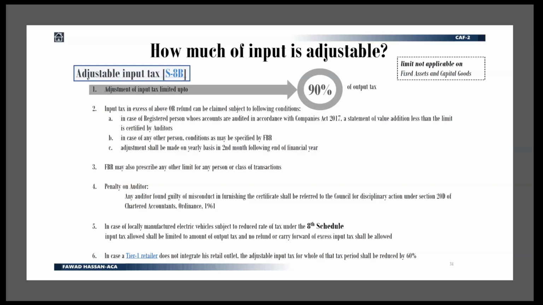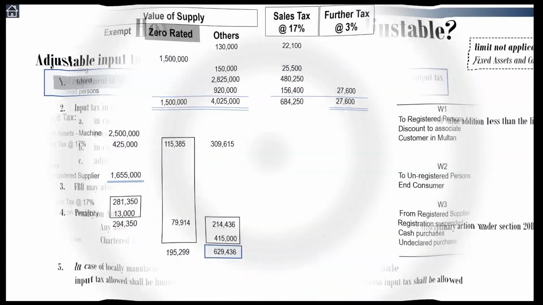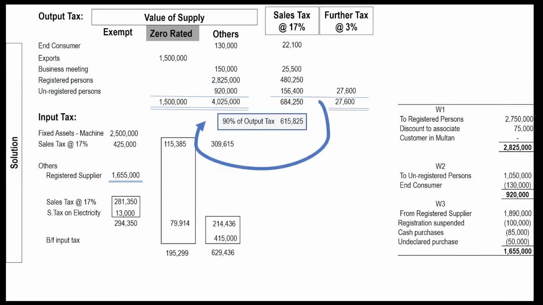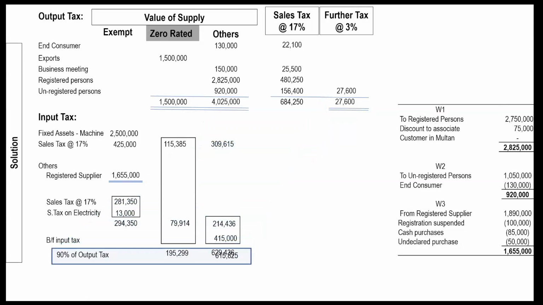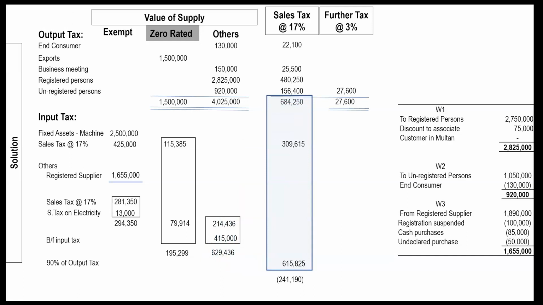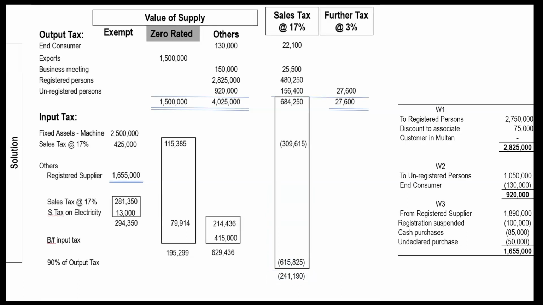Input can be claimed maximum up to 90% of output tax. Move back to solution. Calculate 90% of output tax, which comes to Rs 615,825. Compare this limit. Find out which figure is lesser. 615,825 is the lesser amount. This input tax and input tax on fixed assets will be subtracted from output tax. We get a refund of 241,190. Our working is complete now.